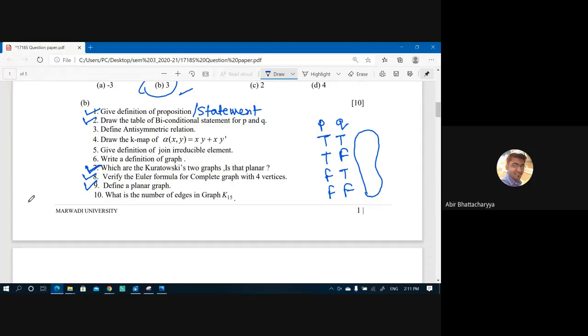In other words, it's a connected graph without any edge crossover, drawn without any edge crossover. A planar graph is a graph with no edge crossing.